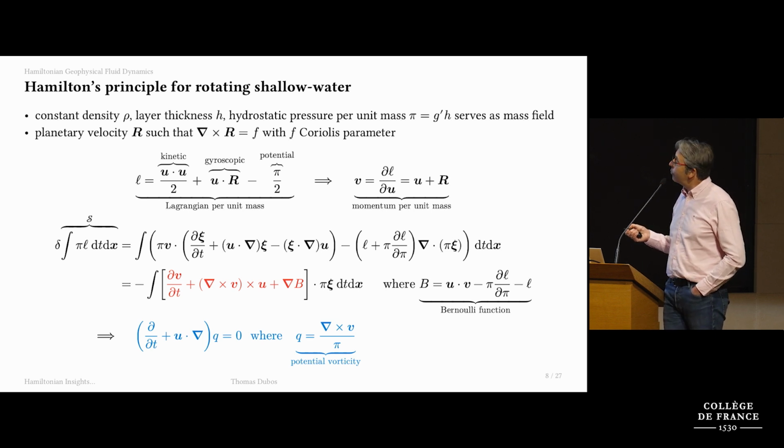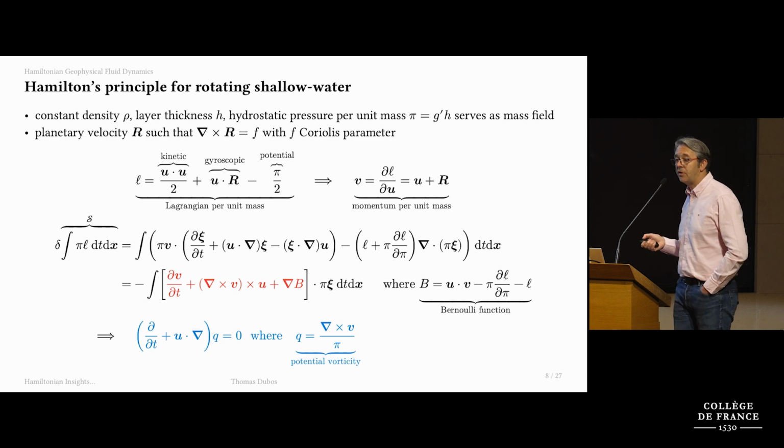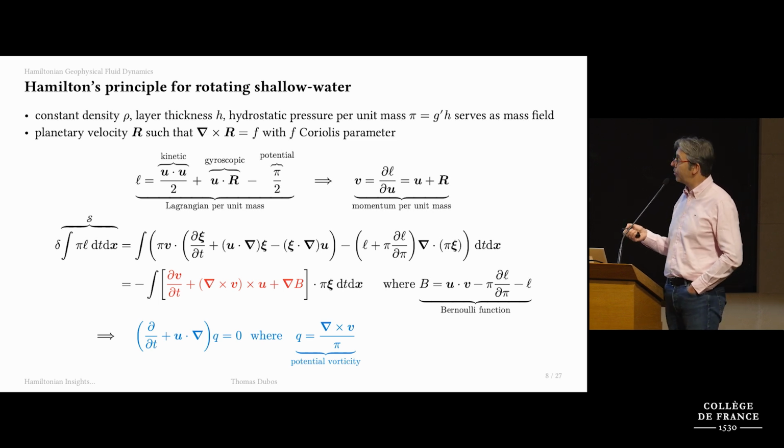So the way to obtain the shallow water system is to build the Lagrangian in a classical way. So you have a kinetic term, so this is Lagrangian per unit mass. You have a gyroscopic term which will generate the Coriolis force. And you have a potential energy term which is proportional to thickness. So then you just inject all the bits of the machinery into your action and its variation, and you obtain the standard equation of motion for the shallow water system.